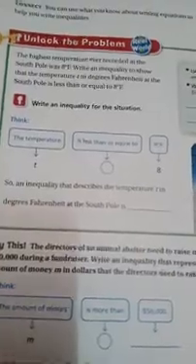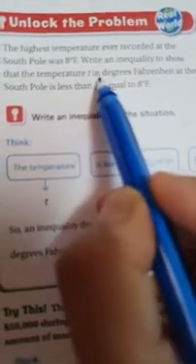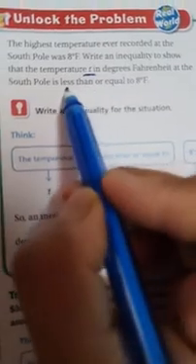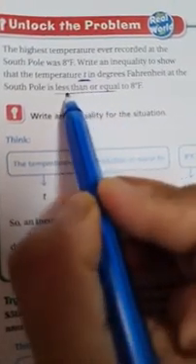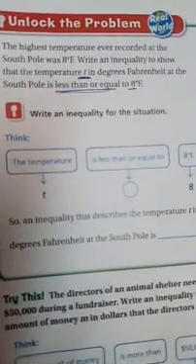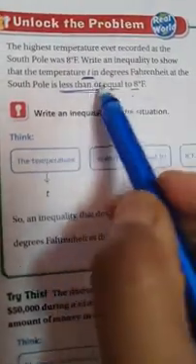Now, see this part. Here also again, you have to underline the keywords. So what did they say? Write an inequality to show that the temperature T at the South Pole is less than or equal, this is the key word for us, to 8 degrees Fahrenheit. So keeping these three things, we can easily write the inequality.